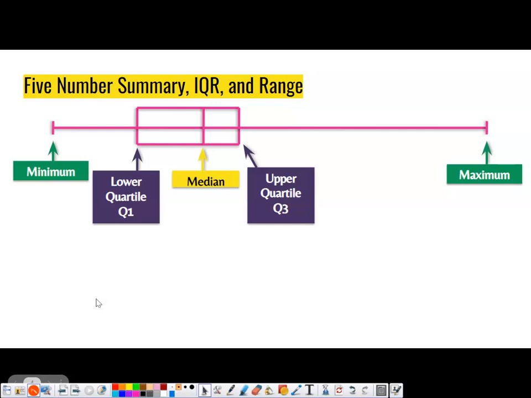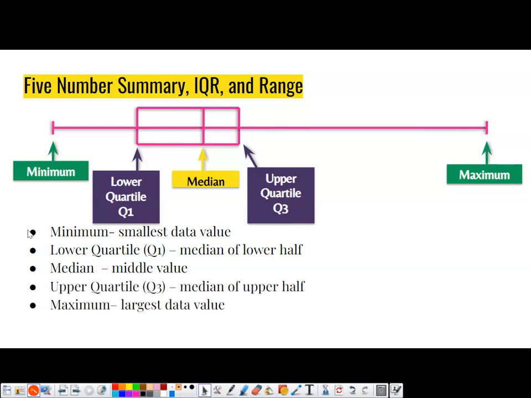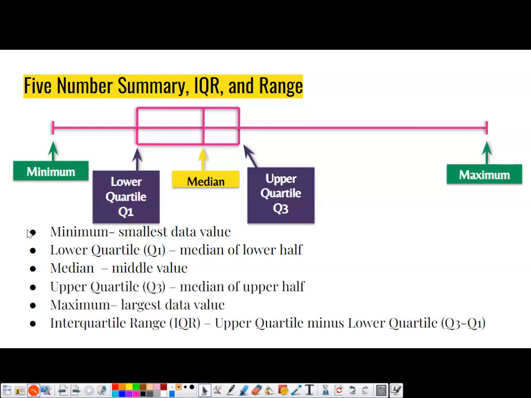So we have the 5-number summary, IQR, interquartile range, and also the range. This is a box and whisker plot. The 5-number summary has the minimum, the median, and the maximum, things that we already know. We have the lower quartile, which is the median of the lower half of data. We also have the upper quartile, which is the median of the upper half of data. The interquartile range is just your Q3 minus your Q1. And then we also have the range, which is just the difference between your maximum and your minimum.